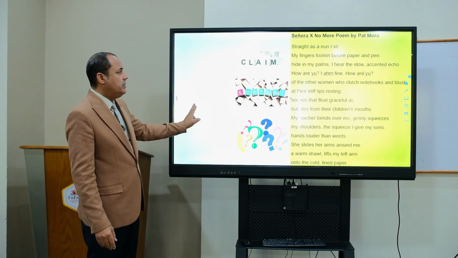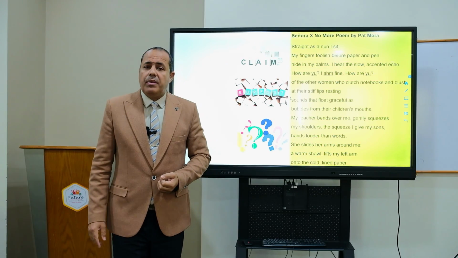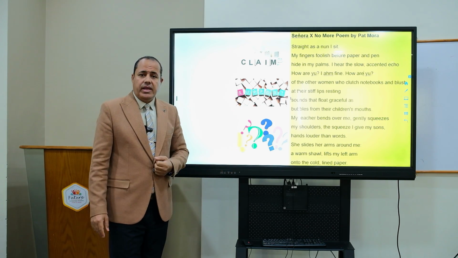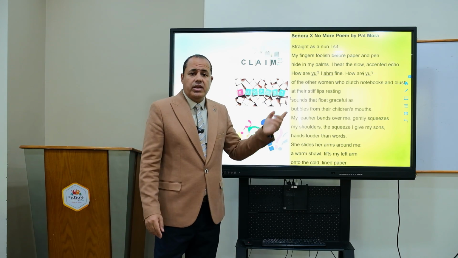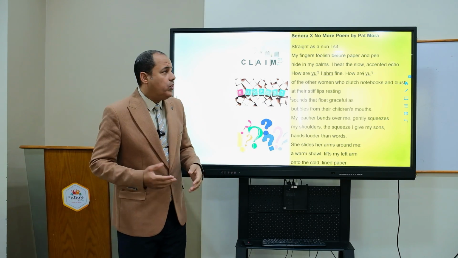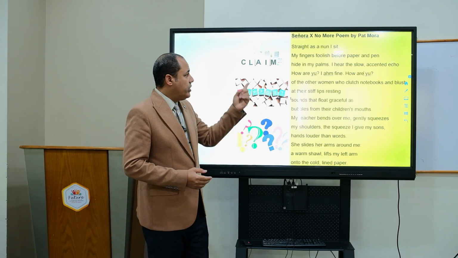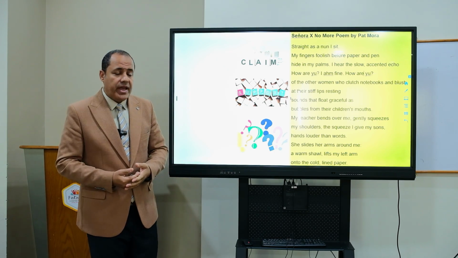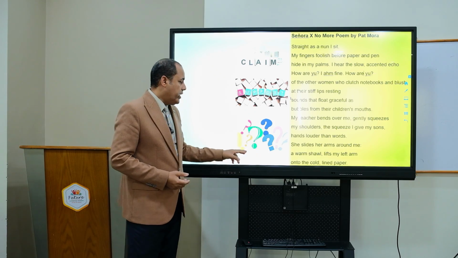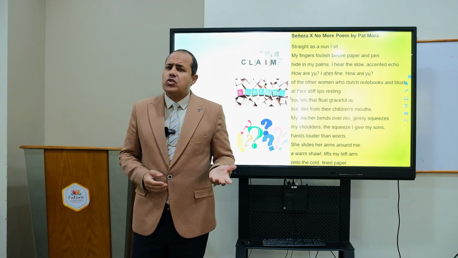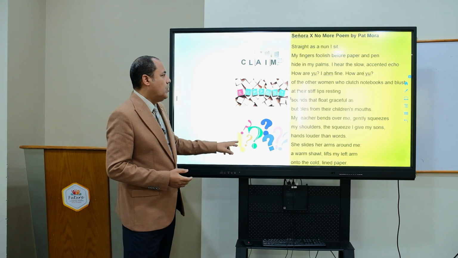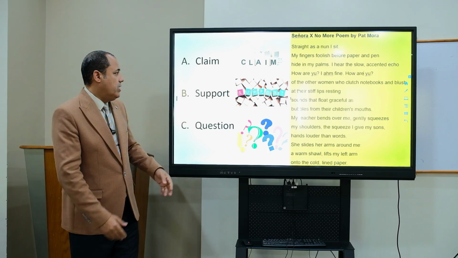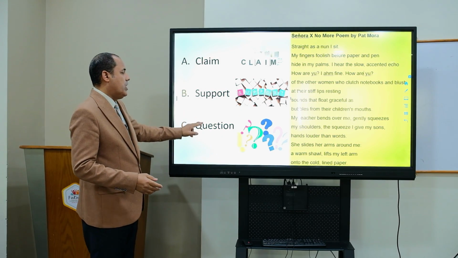So let's have an example. We have here a poem by Pat Mora. It's Senora X No More. So if we look here, we might have some claims. My claim is that she is struggling learning a new language. Now, we need to support this from the text. If you read the second line, you will find that her fingers polish before the papers. So now I have a claim and I have a support. The last one is to ask a question. Is she struggling? Why does she struggle? And so on. So this is one of the best thinking routines that we can use at the end of a unit in the classroom with our students.